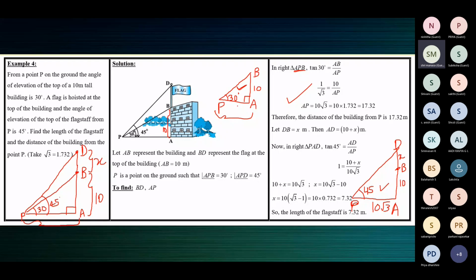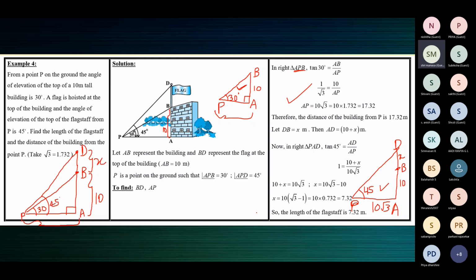So you can find the other side AP, and that information can be used in the second triangle which has 45 degrees. When there's one triangle, you have to start with that. When there are two triangles, you should decide which triangle to start first. Sometimes you can start with either of the two triangles because both will have kind of equal information. Sometimes you cannot find anything from any one triangle, and you have to work both simultaneously.